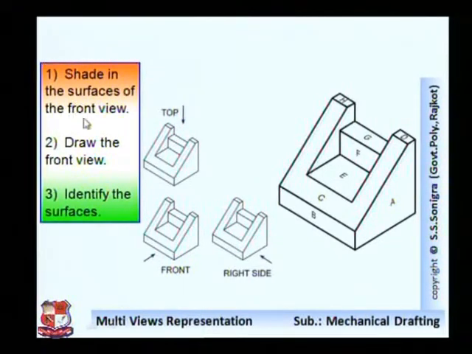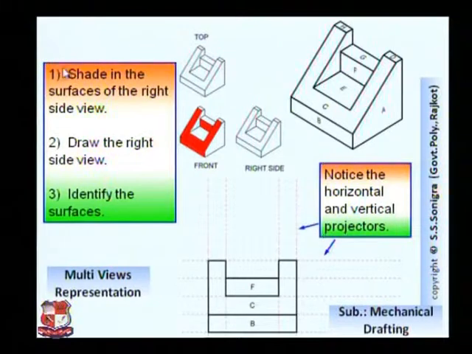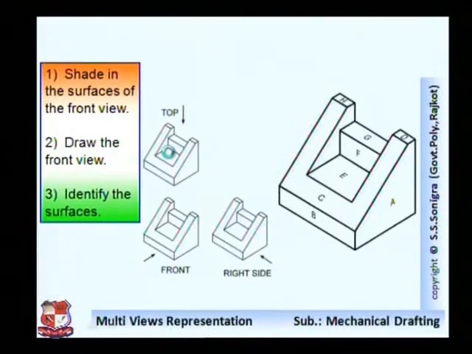Shade in the surfaces of the front view. In the front view, which surface would be visible to us? Shade those. Say B, this B surface would be visible. So that we should shade like this. Shade in the surfaces to the right hand side view. Draw the front view and identify the surfaces.